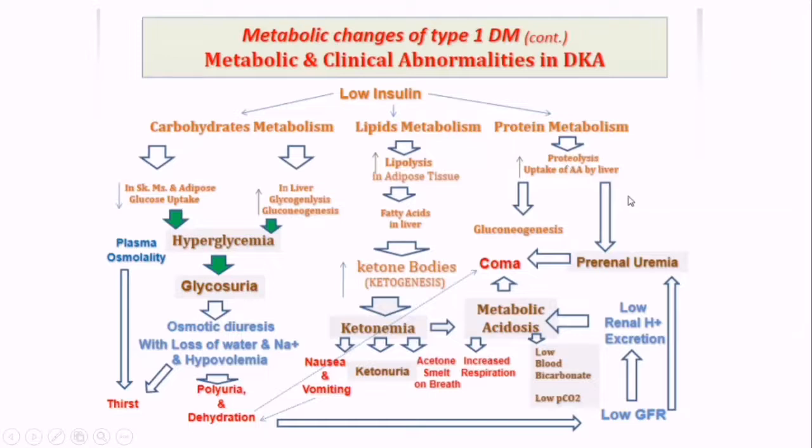With proteolysis, there is increased uptake of amino acids by the liver, which increases the gluconeogenic substances available to the liver, leading to increased production of glucose from non-glucose sources. This also leads to pre-renal uremia. This can also lead to coma, like the metabolic acidosis. Ultimately, this dehydration will lead to a low glomerular filtration rate, giving rise to low renal proton excretion, which also leads to metabolic acidosis.